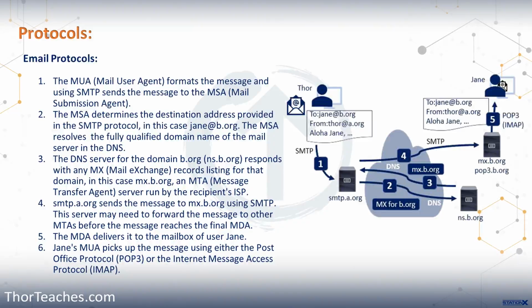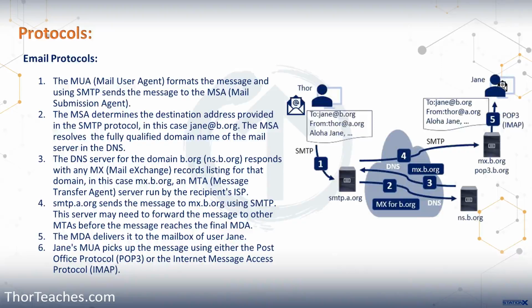If you look at the image over here on the right, you can see I am sending Jane an email. I send that email from my mail user agent, that could be Outlook or whatever else. I format it and send the message as SMTP to my mail submission agent. That is our email server. That server then determines the destination address, in this case, jane@b.org. The MSA then resolves the fully qualified domain name of the mail server in their DNS.